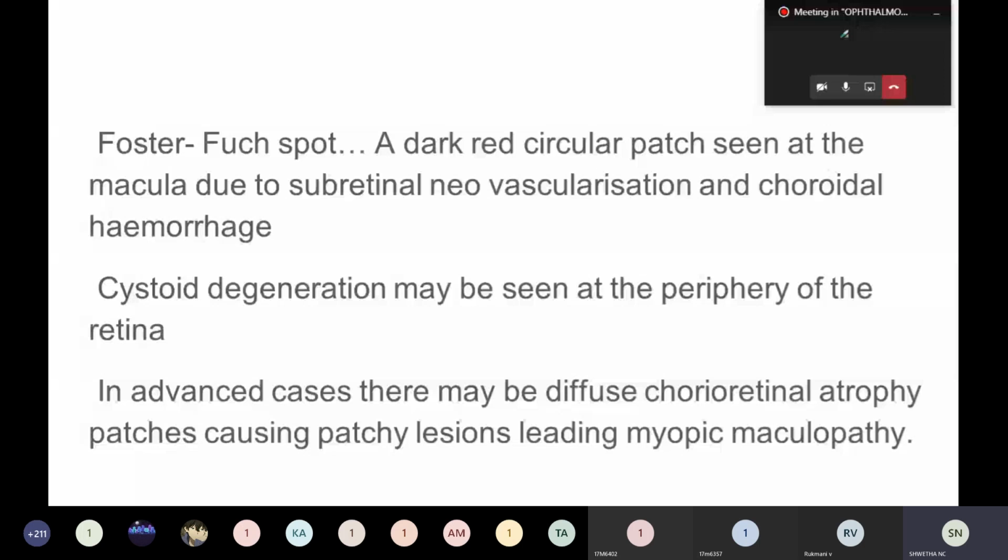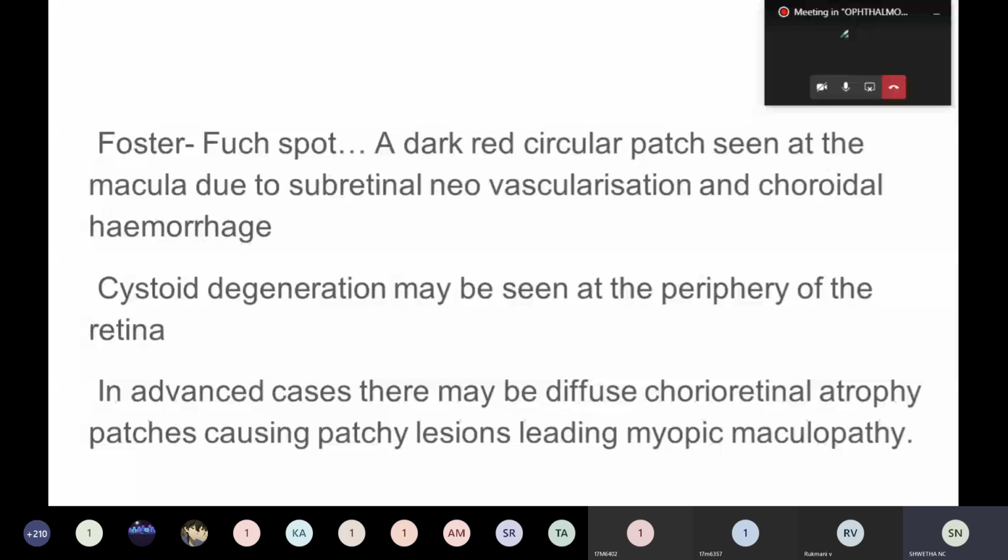You can also see some degenerative changes in the retina, what we call cystoid degeneration. It may be seen in the periphery of the retina. In some advanced cases of myopia, very high myopics, there may be diffuse chorioretinal atrophic patches causing patchy lesions leading to macular myopathy. It's very dangerous, because when the patient has developed atrophic patches in the macular region, the vision will be very badly affected. The patient will not get any improvement in vision, whatever you do, any refractive surgery. These atrophic patches sometimes involve the macular area.